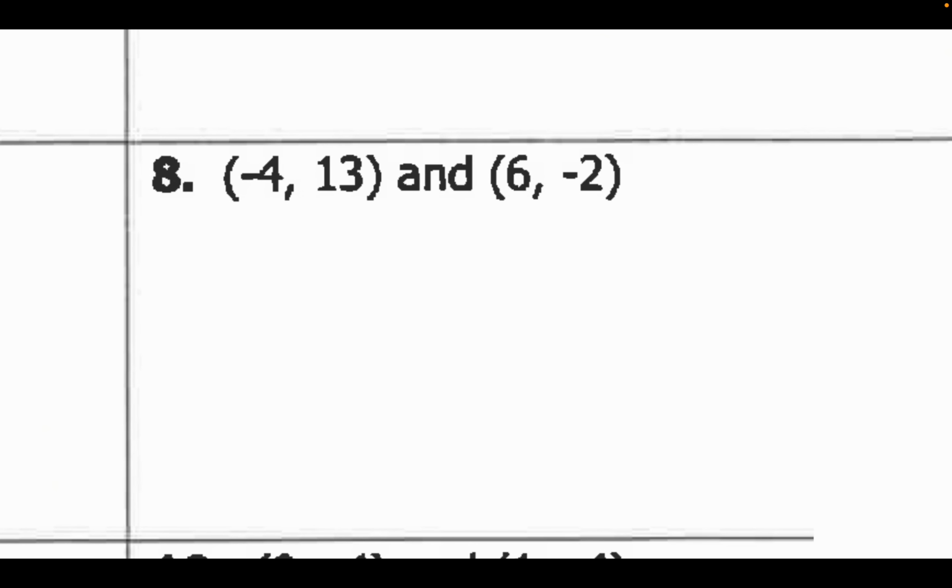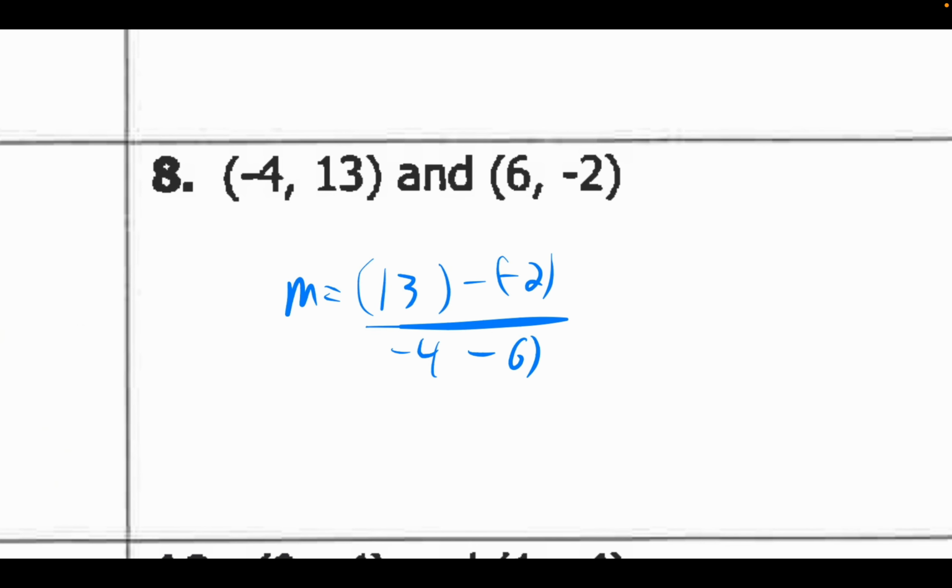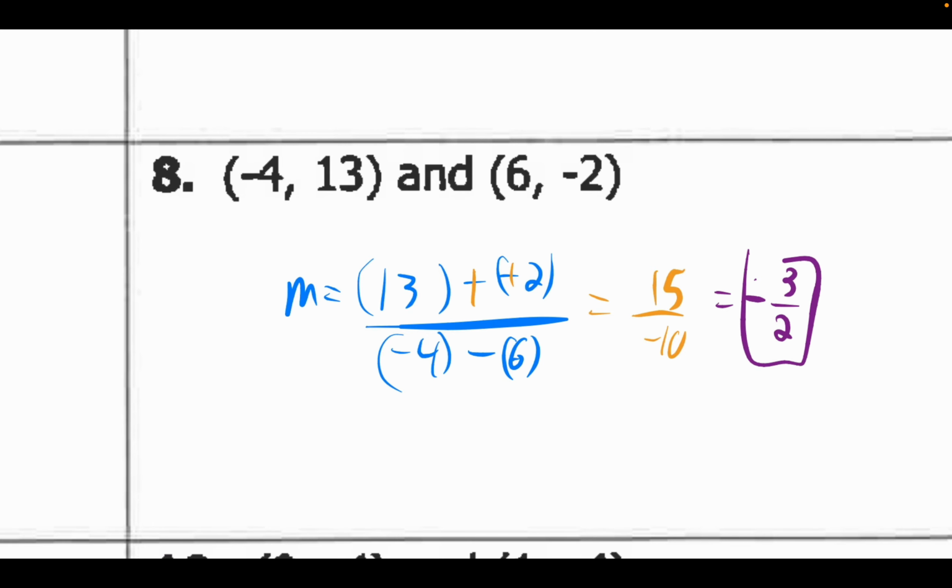On to number 8. I'm going to prefer to do 13 minus negative 2 personally. On the bottom, that'll leave me with negative 4 minus 6. On the top, those two negatives in a row become a positive, and I get 15 over negative 10, which does reduce by 5 to become a negative somewhere on this number, I don't care where, negative 3 over 2.